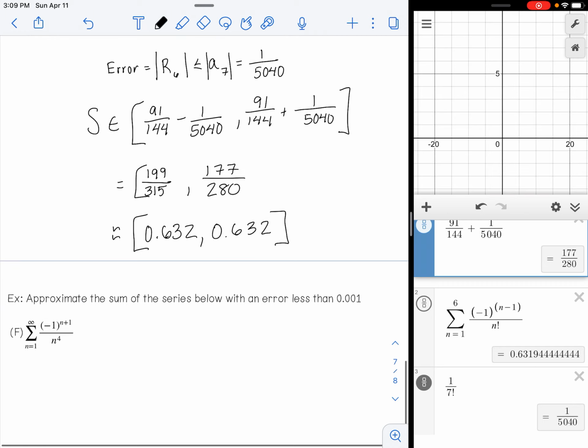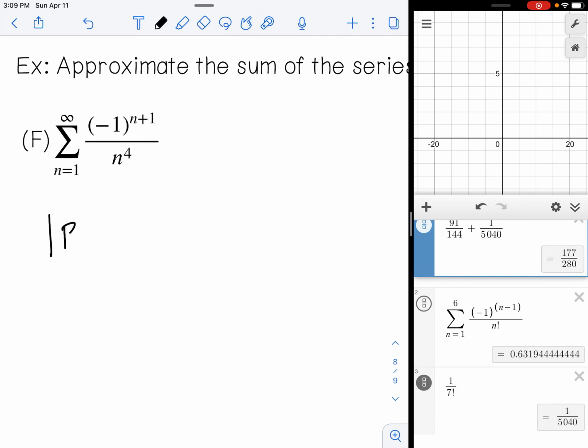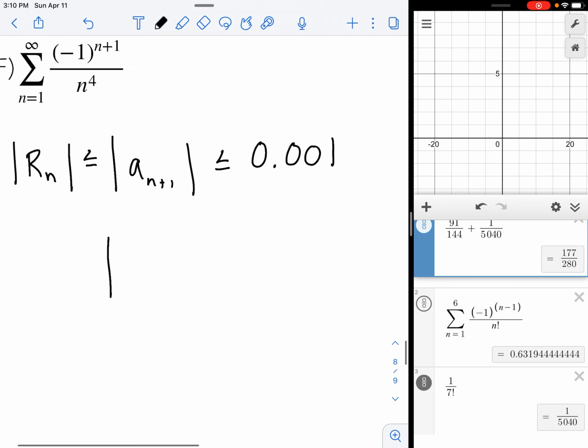Okay, so let's look at one more problem. So another way that we can use the error for alternating series or the remainder for alternating series is we want to find approximations that are within a certain amount of error of the actual sum. So we want to approximate the sum so it has an error that's less than 0.001 or less than 1/1000. So I want the absolute value of Rn, which is less than or equal to the absolute value of A sub n plus 1, I want that to be less than or equal to 0.001.